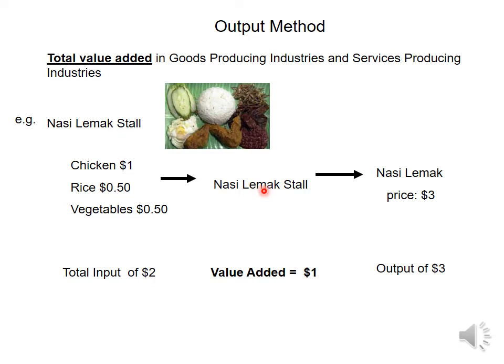But the nasi lemak store can sell the nasi lemak for $3. When that happens, you realize that the price they sell at is more than the cost. So they're able to value add by $1. Why were they able to value add? It's because of the skills in making the nasi lemak. Because of that, they value add $1 to all these ingredients, resulting in a higher selling price. So the output method totals up all these value-adding activities in the entire economy into a national income figure.